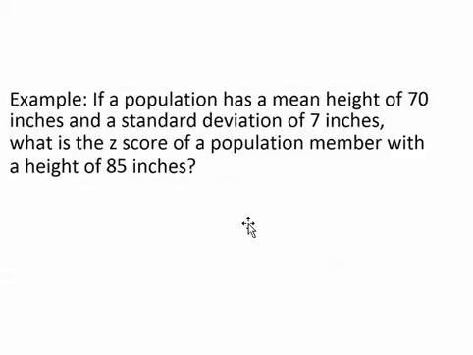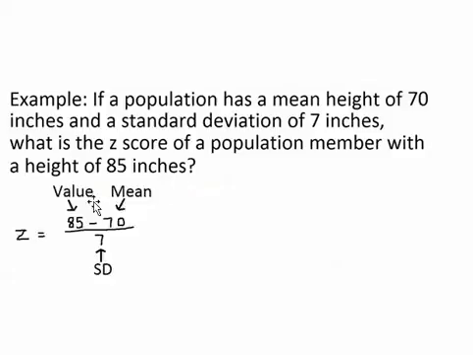So now we have a person who's 85 inches tall and comes from a population with a mean height of 70 and a standard deviation of 7. We're going to use the same formula to find this person's z-score. And since this person is above the mean, this person's z-score is going to end up being a positive number.